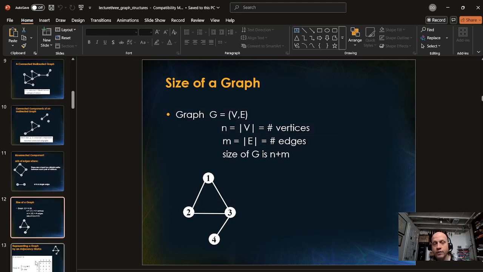Size of a graph. A graph is defined again as V, comma E, capital V, capital E, where N is the number of vertices and M is the number of edges. And the size of the graph is just those two numbers added together, okay? So N plus M in this example.